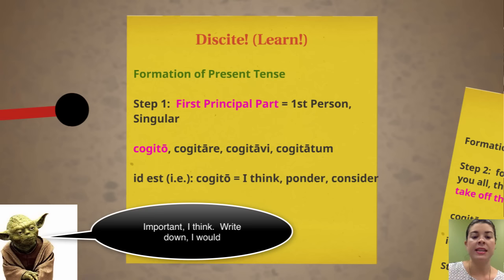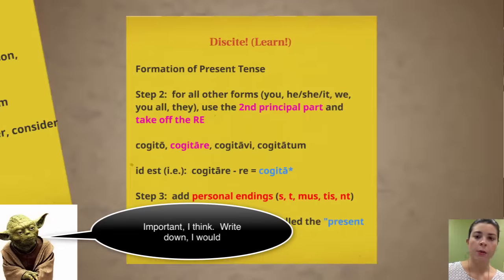So, and we would say id est, i.e., means that is the same thing. But when we get to the rest of them, how do we make the rest of them? That's when we get to step 2. So step 2, for all other forms, you're going to use the second principal part of the verb and take off the RE. So after we finish with I, for you, he, she, it, we, you all, and they, we're going to use the second principal part, the one that ends in RE.